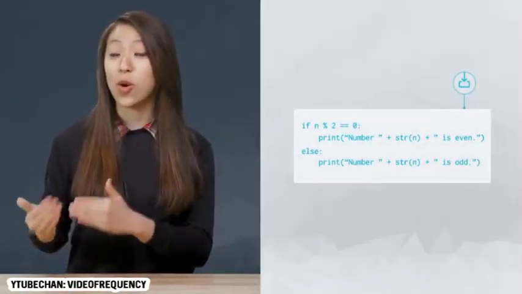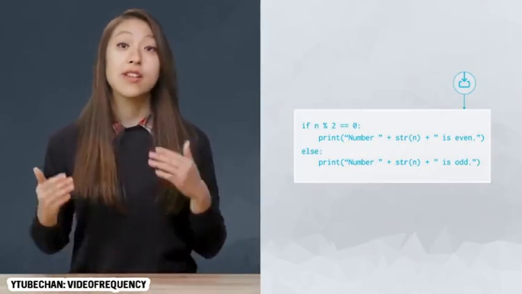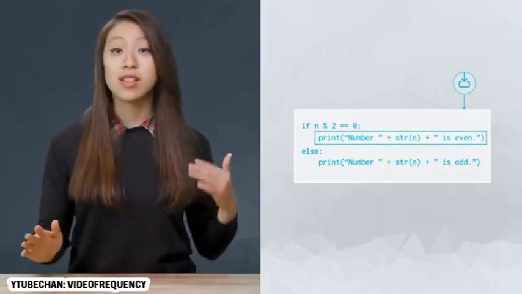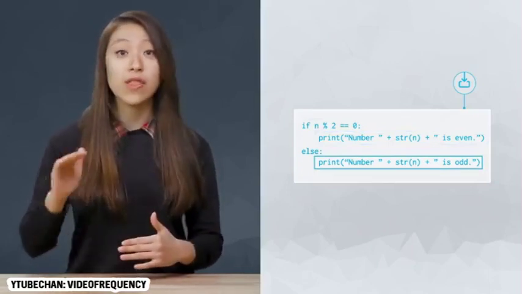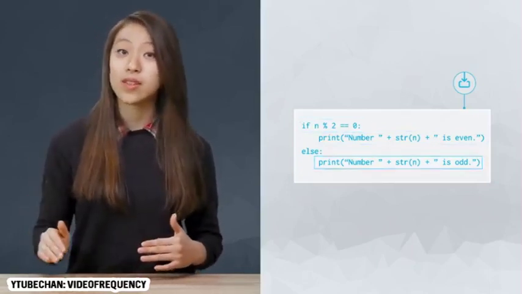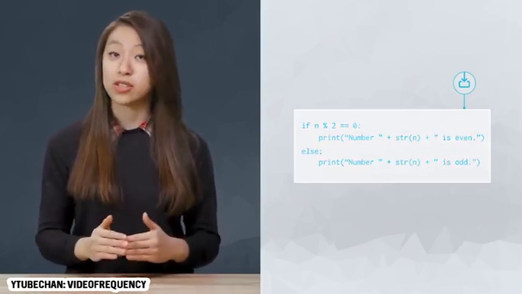Now you know how to execute a block of code if a condition is true. But what if you have a different block of code that you want to execute when that condition is false? You can use the else keyword to do so. Consider this code, which prints a message indicating whether an integer n is even or odd. If n is even, this line is run. Otherwise, this line is run. Code indented under the else is what happens when this condition evaluates to false. The else keyword is always followed by a colon and doesn't need a Boolean expression.